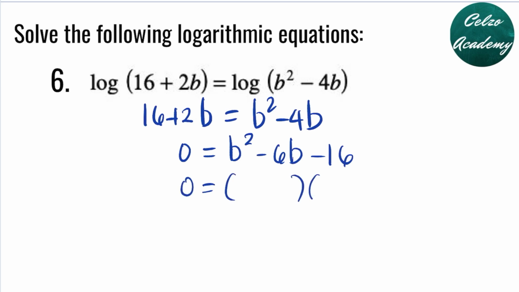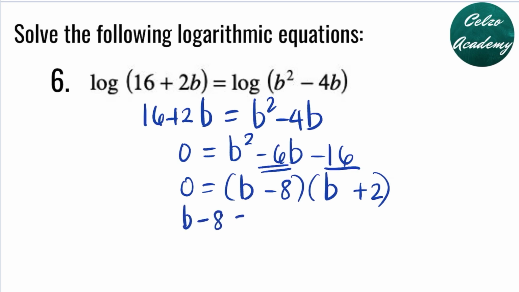Factoring this quadratic equation, we need to find factors of negative 16 that will give us a sum of negative 6. What do you think are the two numbers that multiply to negative 16 and add up to negative 6? Negative 8 and positive 2. Negative 8 times 2 is negative 16. Negative 8 plus 2 is negative 6. So the factors are b minus 8 and b plus 2 is equal to 0. Setting each factor equal to 0, we will have b minus 8 equals 0 and b plus 2 equals 0. Doing the inverse operations, our b values are 8 and negative 2.